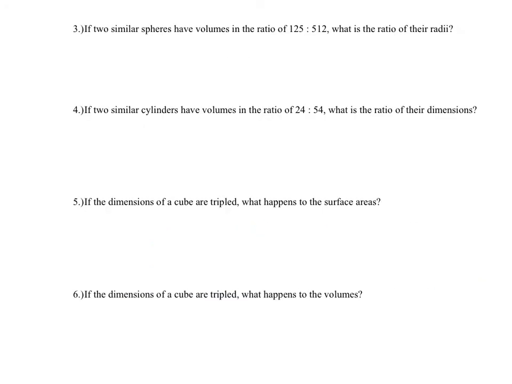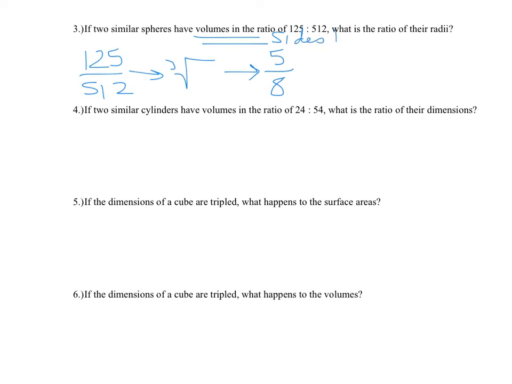All right, number 3. If two similar spheres have volumes in the ratio of 125 to 512, what is the ratio of their radii? So we know that their volumes are in the ratio of 125 to 512. So we take the cube root in order to find the ratio of their sides. Well, the cube root of 125, that's 5, and the cube root of 512, that's 8. So this is now the ratio of their sides, or the ratio of their radii.